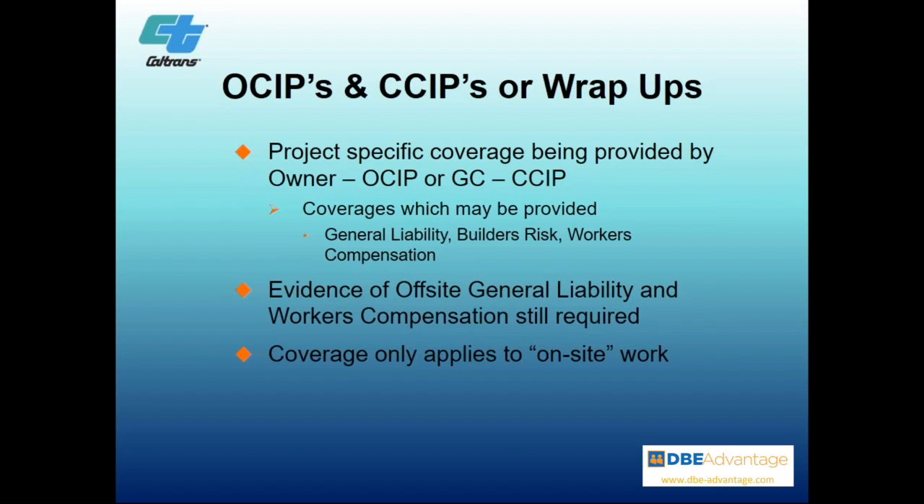So the general liability, the builder's risk, the workers' compensation. You want to make sure that you have evidence of the offsite general liability and workers' compensation always. And of course, you want to have coverage that only applies to on-site work. You want to make sure that you're covered in the complete scope of the work that you are contracting to do for the particular owner. And you need to understand the contracts and look at them in detail to do that.